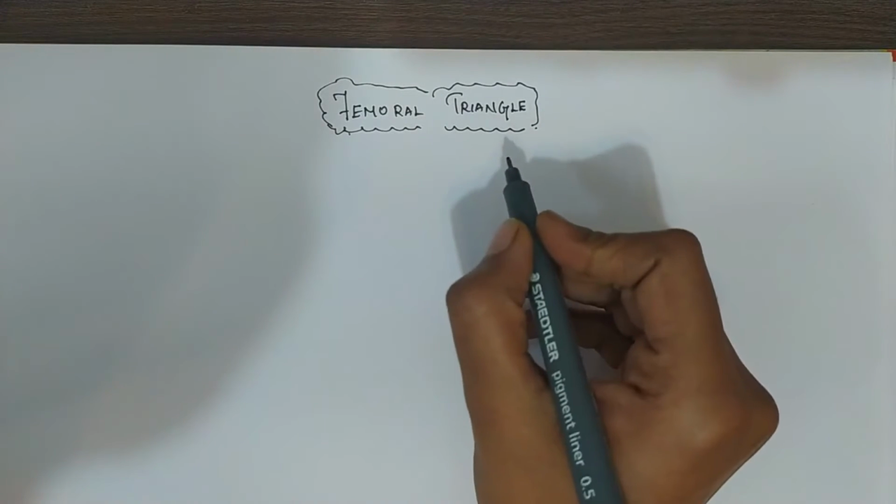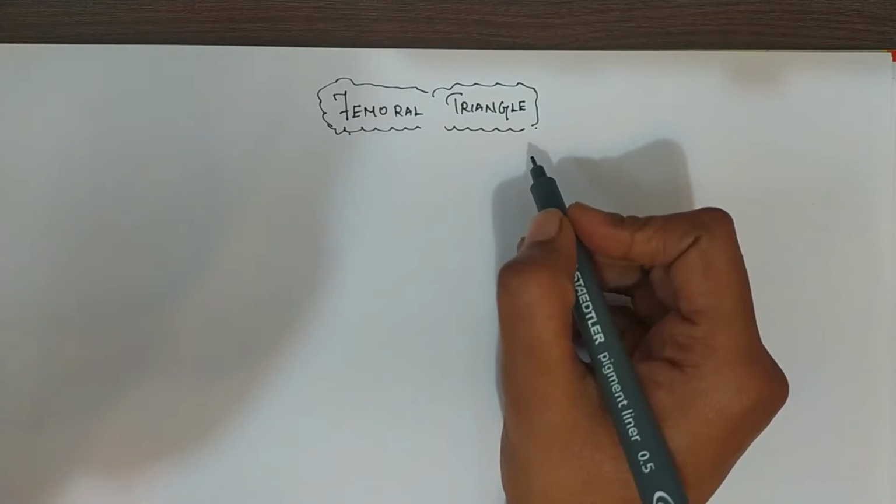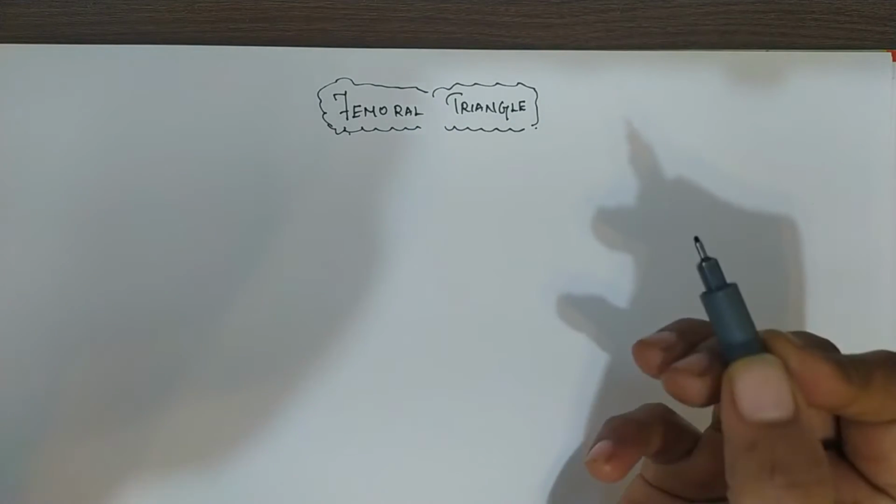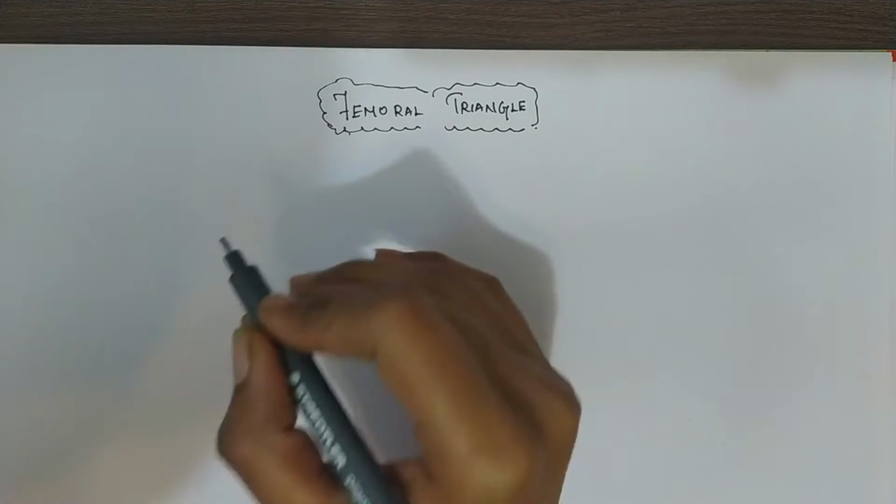So hi all, in this video we are going to see details of the femoral triangle, which is a triangular depression seen in the lower limb. So we are going to see only the important aspects of this region. To talk about this femoral triangle, as I said before, it is a triangular depression.